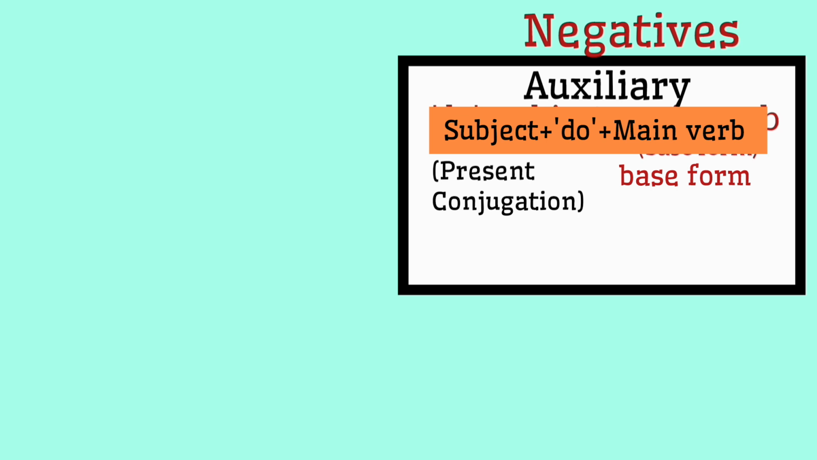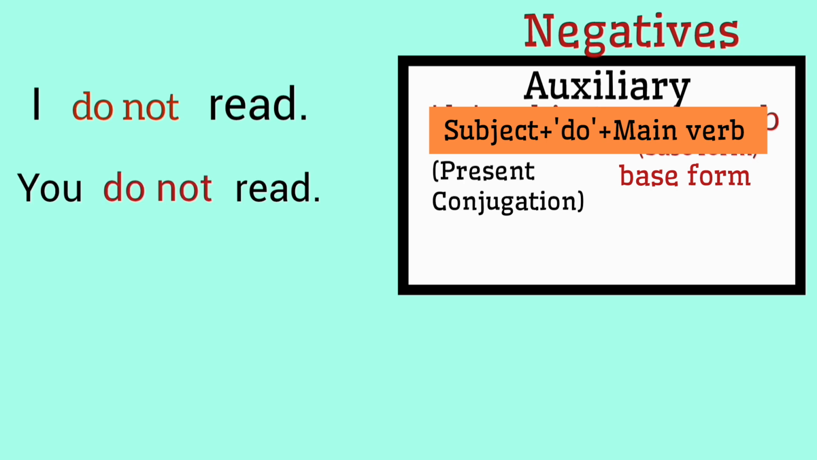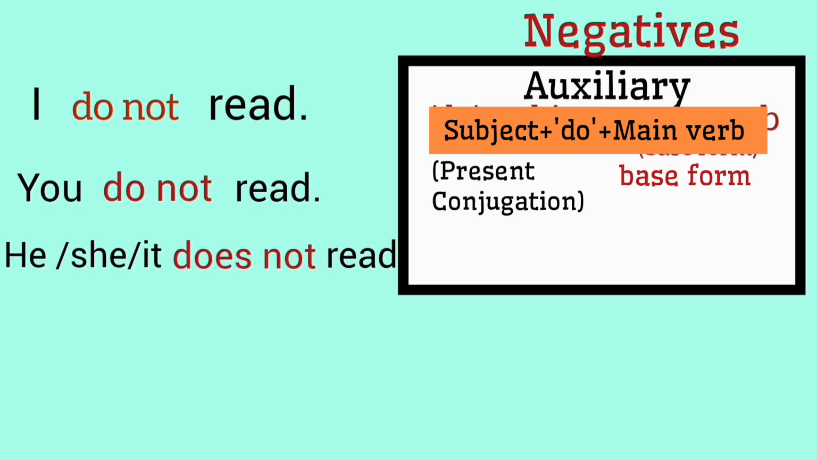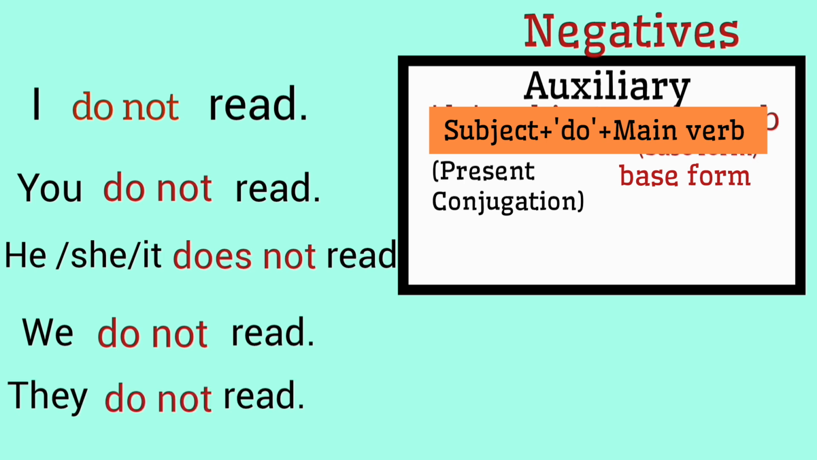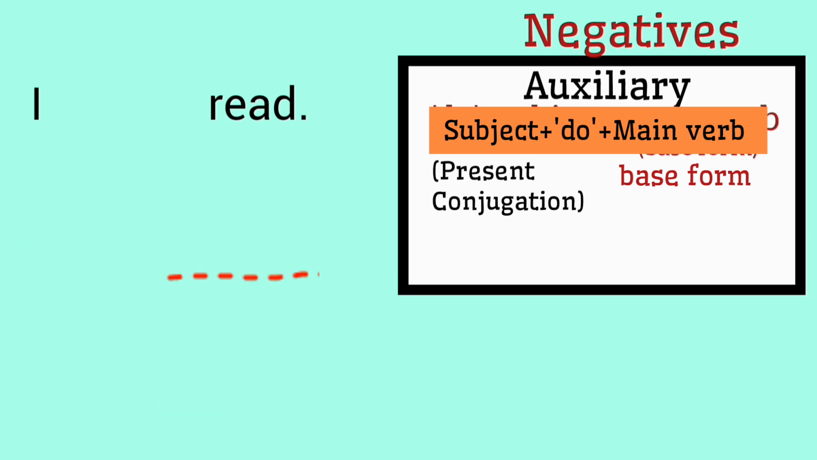Now look at the second structure. When we write negatives or questions in present simple, we need to add the auxiliary verb do. And this conjugation should be matched with the subject. Here are some examples of negatives in present simple. I do not read. You do not read. He, she, it does not read. We do not read. They do not read. The only thing to remember is to add does not with the third person singular only.